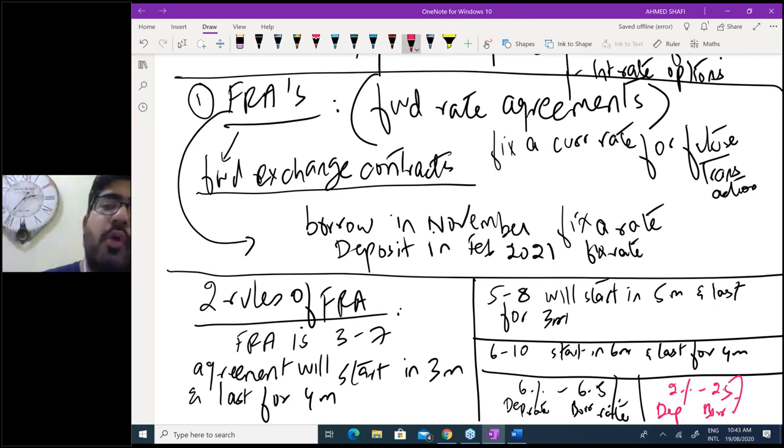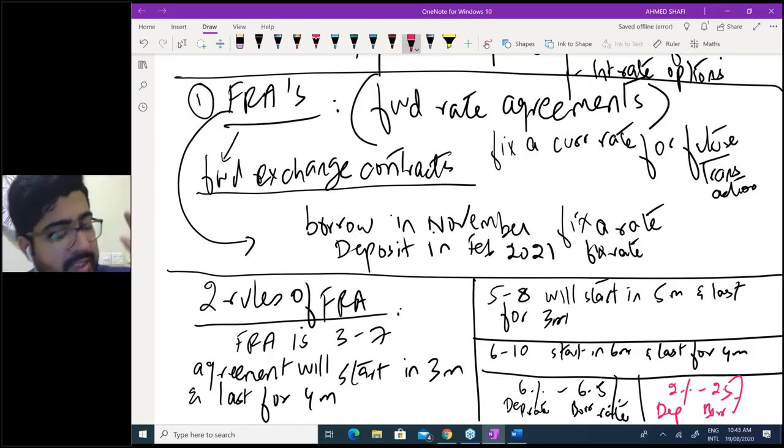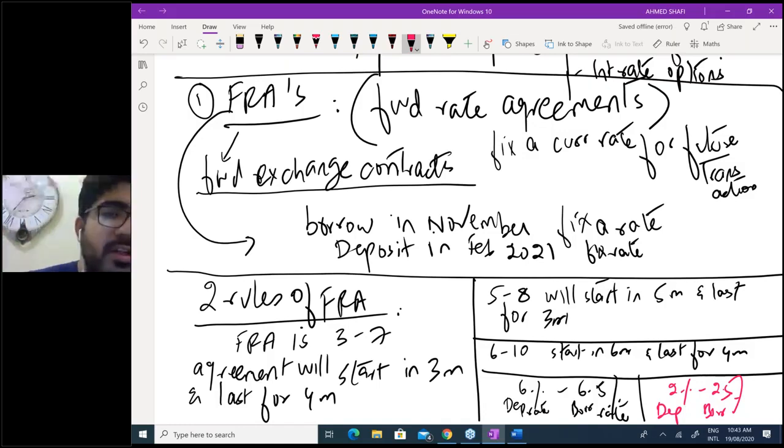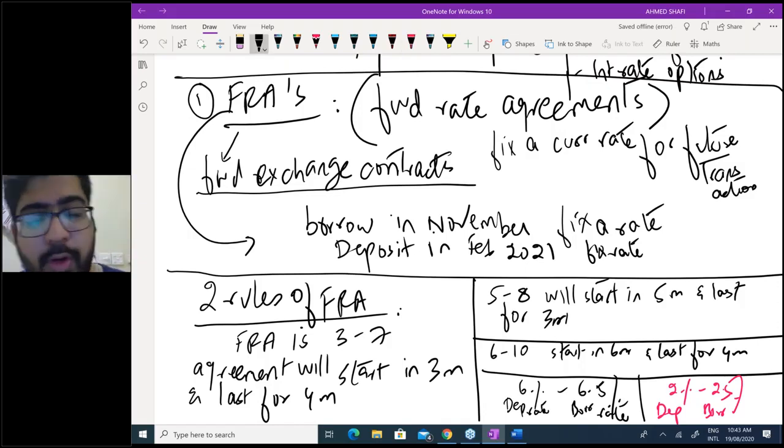Why? If lower is borrowing and higher is deposit, you will just borrow from the bank at the lower rate and deposit at the higher rate. It's practically not possible. If two interest rates are mentioned, the lower is always the deposit one and the higher is the borrowing. Okay, so FRA fixes an interest rate. If you need to borrow or deposit, you can fix the rate.